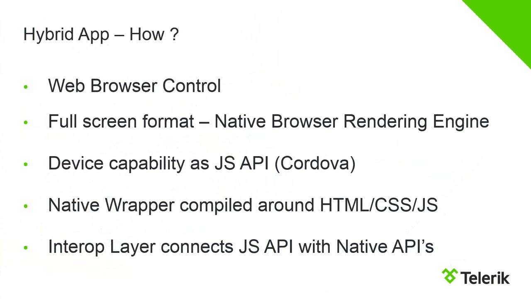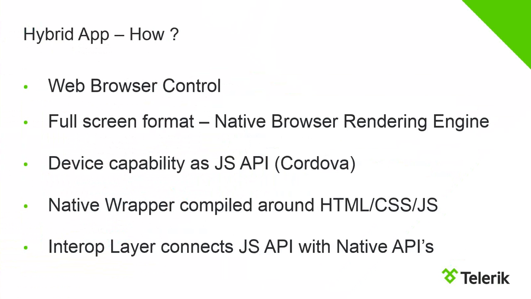So as you can see, a native wrapper is compiled around HTML, CSS, and JS. The interop layer connects the JavaScript API with the native API. The interop layer that we are talking about is the Cordova magic that happens. They give you the Cordova JavaScript API, but when they package it, they have an interop layer coming in. So when your JavaScript calls Cordova's JavaScript, Cordova's JavaScript knows how to do a native invocation of the API. That's as simple as it can get.